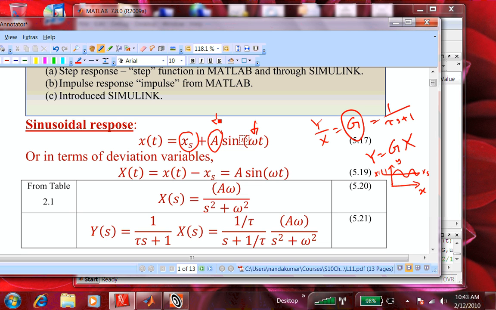So in a unit impulse response, the magnitude is 1. But the magnitude could be anything that we want. So in this case, A is going to be the amplitude of that excitation, and omega is going to be the frequency, that is how fast are we changing the input.